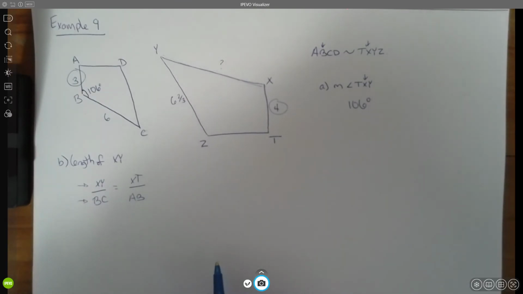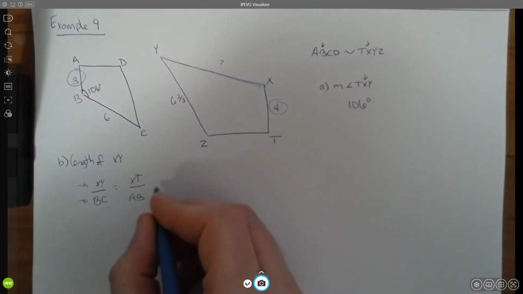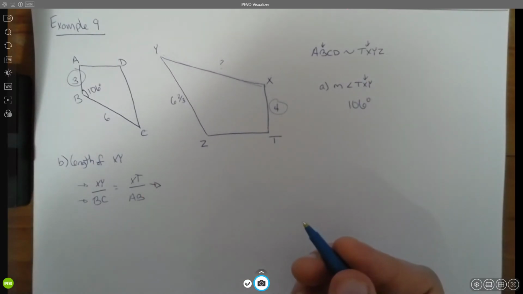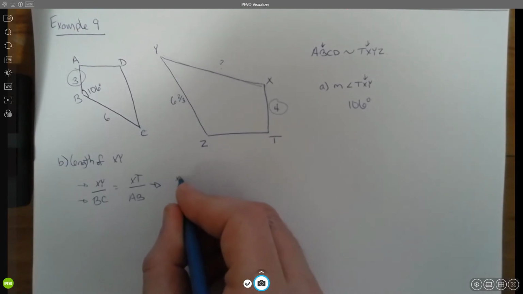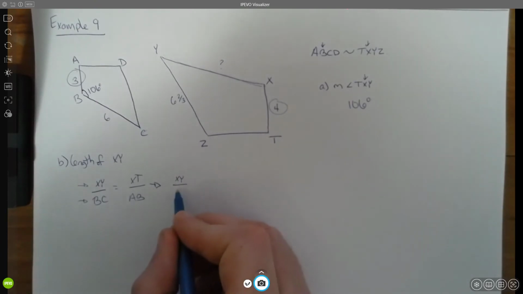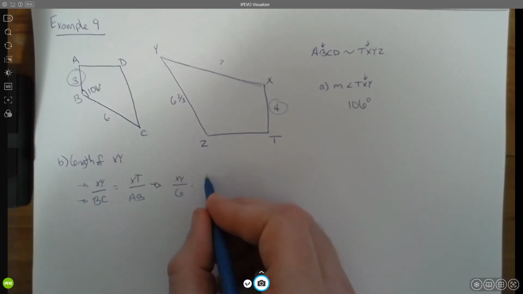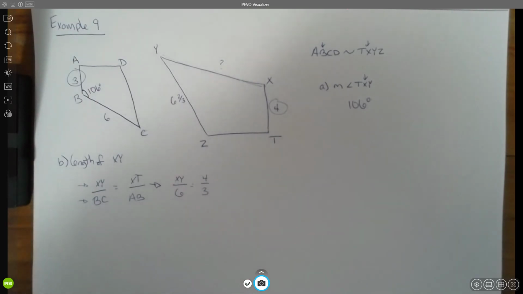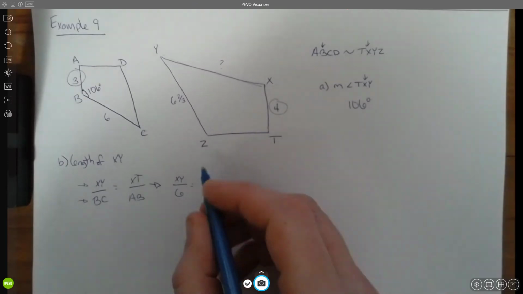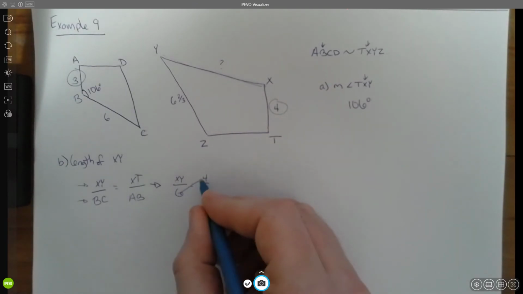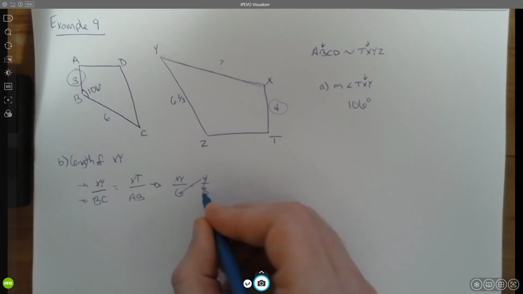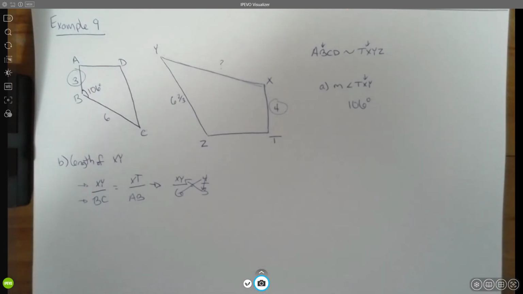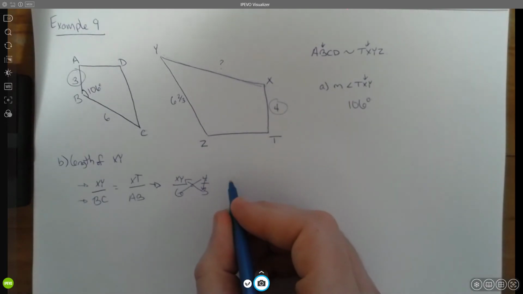Now let's plug in the information for the numbers that we know. XY we don't, that's what we're still trying to solve. Over BC is 6, XT is 4, and AB is 3. All right, now that we have these pieces of information, let's start solving. So if you remember, we're going to go across to multiply, we're going to divide going down, and then we're going to figure out our answer once we've finished that part of the question.